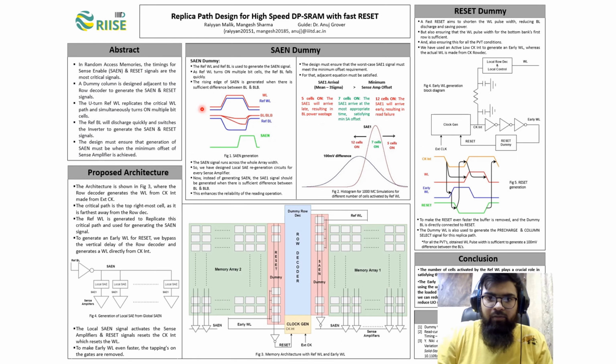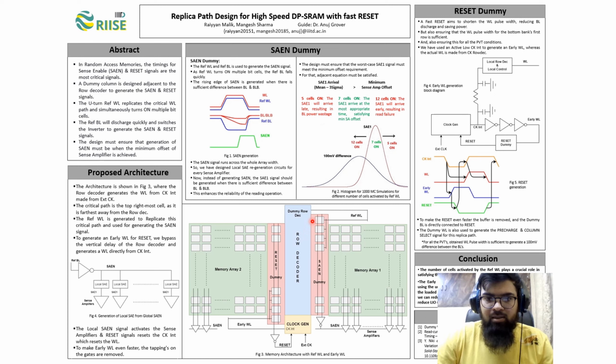As shown in this diagram, the word line and reference bit line are similar, but due to multiple activation of bit cells, the reference bit line discharges much faster. The rising edge of this SAEN is generated when there is sufficient difference between bitline and bitline bar. As the SEN runs across the whole memory width of the array, we have proposed an architecture in which the SEN can be locally regenerated. In our architecture, the reference bit line generates the SEN signal, and these SEN signals are fed to local SAE regeneration circuits, which generate a local SAE, which acts as the sense enable of the sense amplifiers.